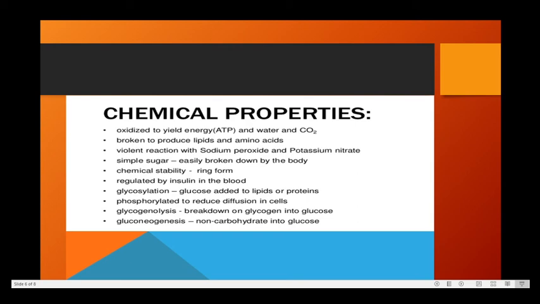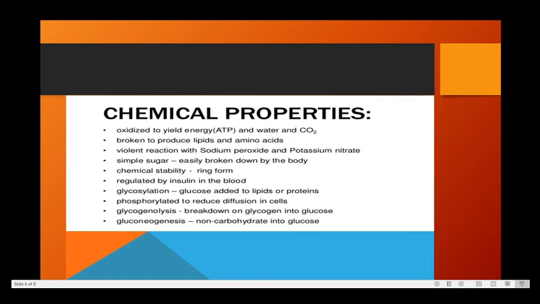Then here come some chemical properties. Glucose is oxidized to produce energy in the form of ATP, water and carbon dioxide. Glucose molecules are broken down to produce lipids and amino acids. Glucose can undergo violent reaction with sodium peroxide and potassium nitrate. Glucose is a simple sugar, so it can easily be broken down by the body to get energy. Glucose is chemically stable in the ring form. Glucose is regulated by insulin and glucagon in blood.